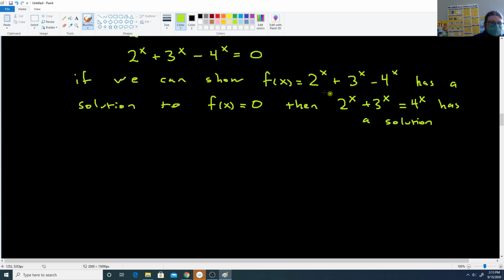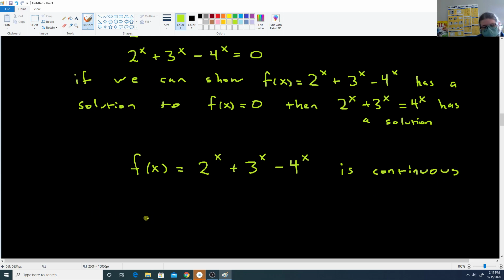So let's look at taking our function here, f of x equals 2 to the x plus 3 to the x minus 4 to the x. This is an elementary function. We know that 2 to the x is continuous, 3 to the x is continuous, 4 to the x is continuous. And adding continuous functions together is continuous. Subtracting a continuous function from a continuous function is continuous. So we know f of x is continuous.